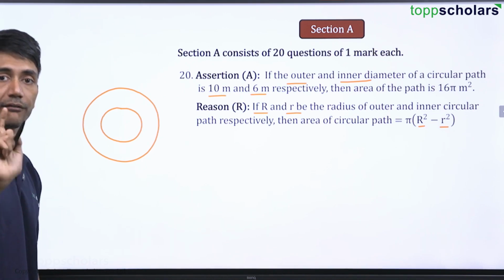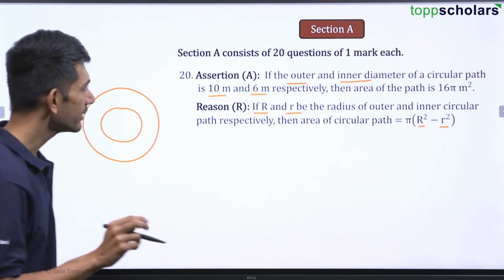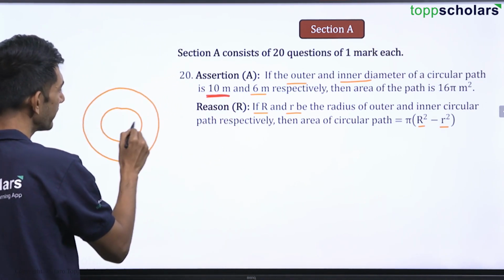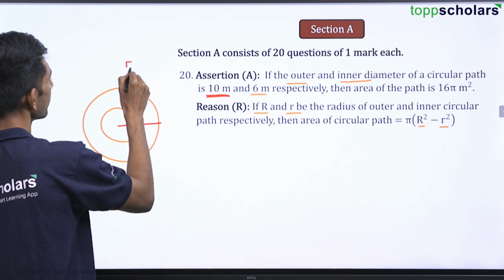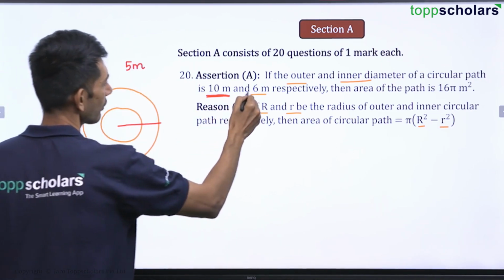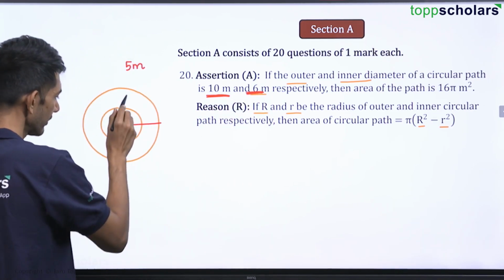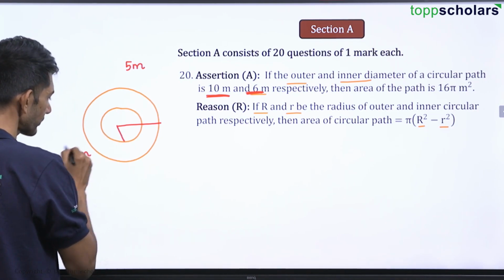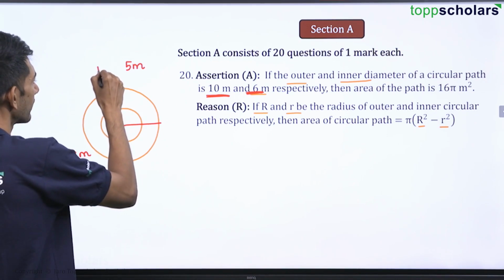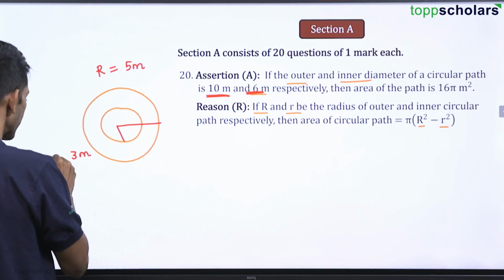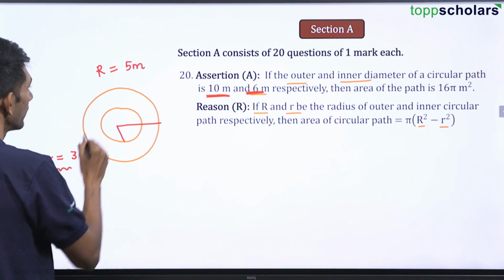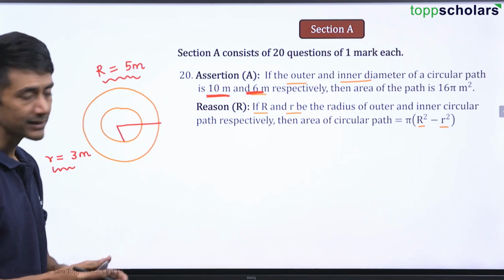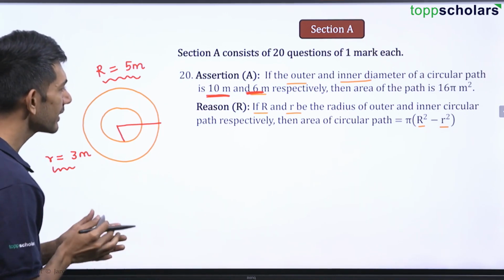After that, we have two diameters, right? The first diameter over here is 10 meters. So the radius is 5 meters. For the second one, the diameter is 6 meters. So the radius is 3 meters. So capital R is 5 meters. Small r is 3 meters. Correct? So capital R and small r are the radius of the outer and the inner circular path respectively.